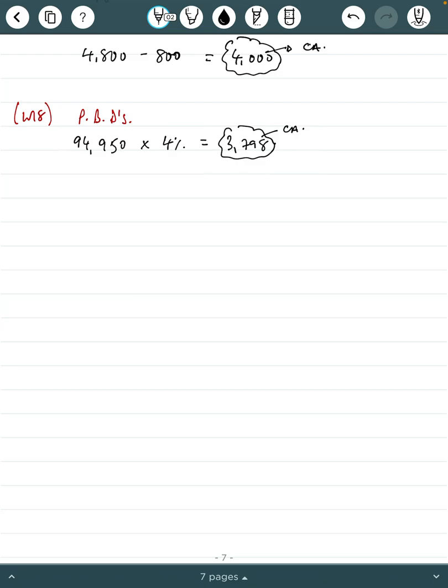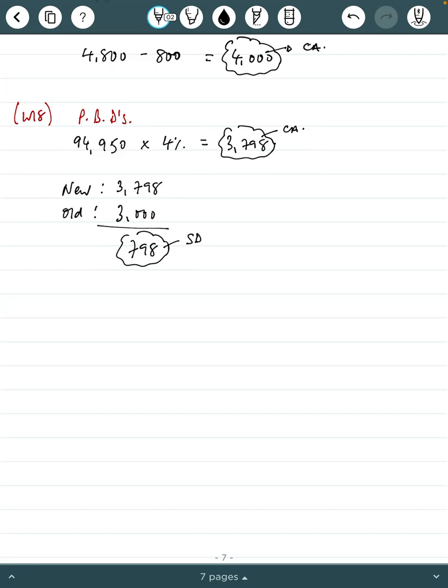What about the old provision? The bad debts provision used to be 3,000. So we've got a new provision, which is 3,798, and an old provision, which is €3,000. Therefore, there's been an increase of €798, which means that's a selling and distribution expense.